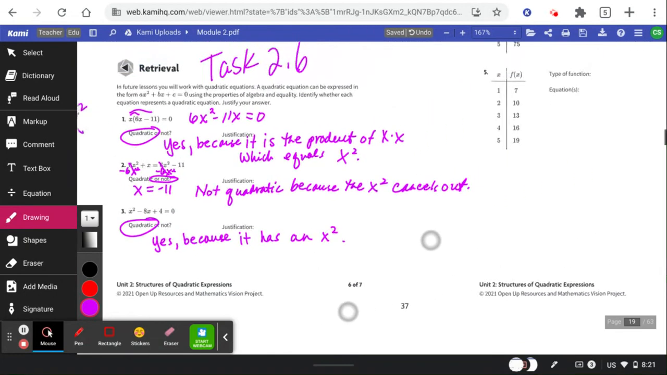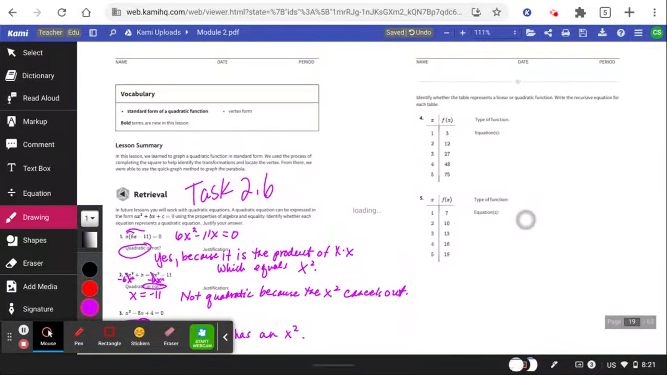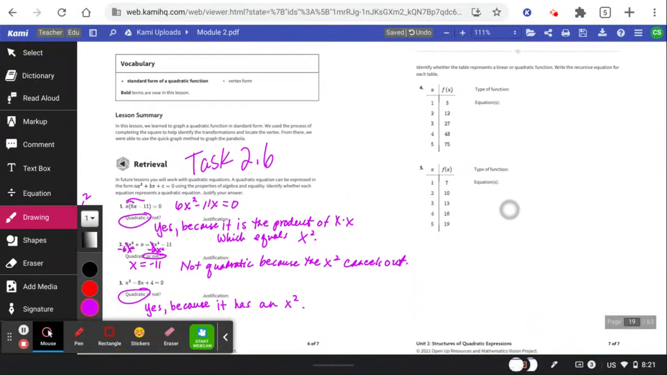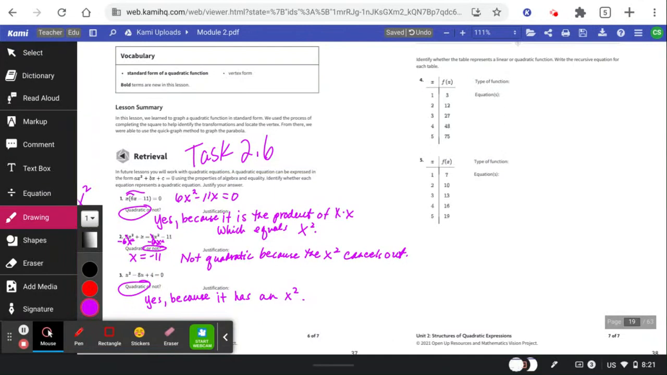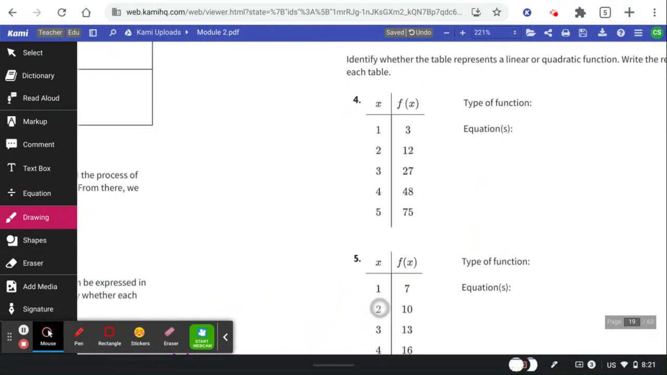Okay, now let's look at some tables here. Yay, table work, our favorite. Identify if the table represents a linear or a quadratic, and then write the recursive for each. All right, so zooming in here. From a 3 to a 12, 12 minus 3, do you see that's a plus 9? 27 minus 12, it's plus 15. 48 minus 27, and 75 minus 48.